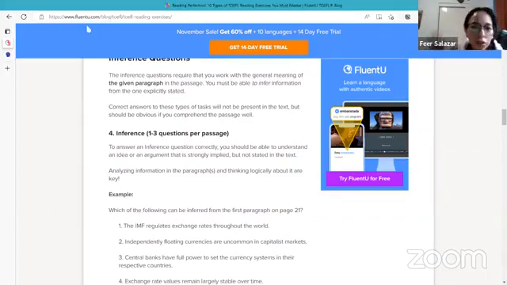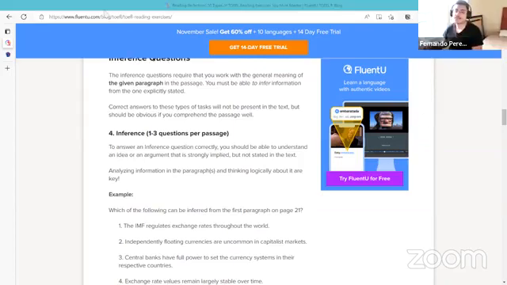The inference question requires that you know the general meaning of the given paragraph in the passage. You must be able to infer information from the one explicitly stated. The correct answer to these types of tasks will not be present in the text, but should be obvious if you comprehend the passage well.